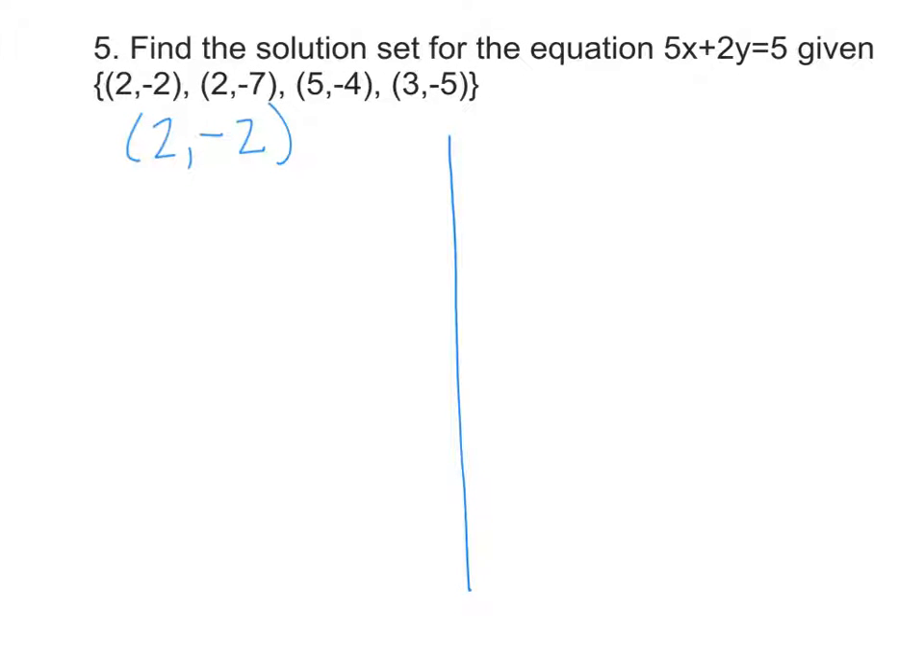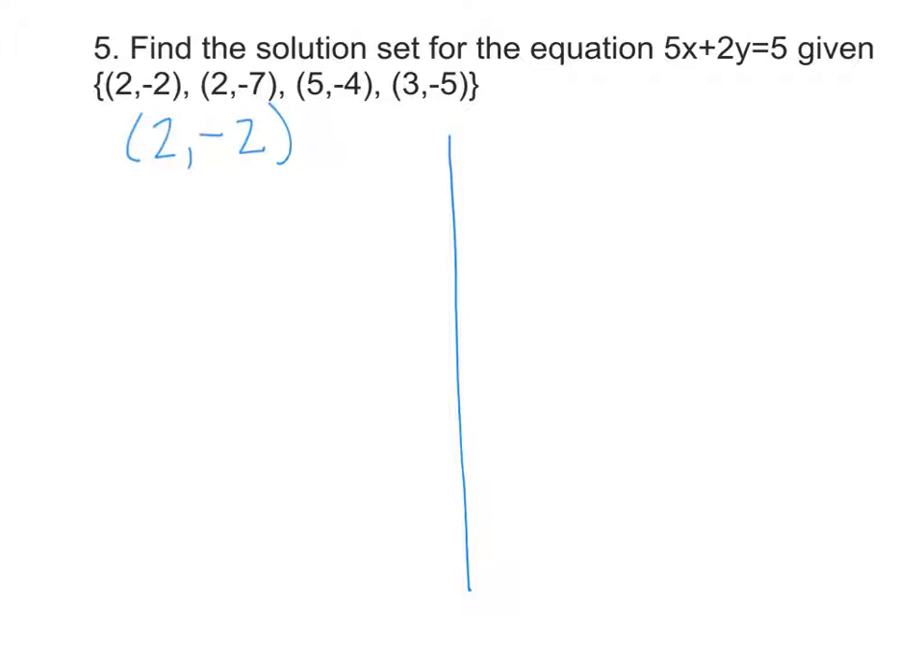Let's talk about number 5 on your quiz review. So this time we have the equation 5x plus 2y equals 5, and we're given this set of ordered pairs right here. Notice that we're given ordered pairs, so we're given x and y. This is the kind of problem where you're going to plug in x and y into the equation, and we're going to check, does the left side of the equation equal the right side?